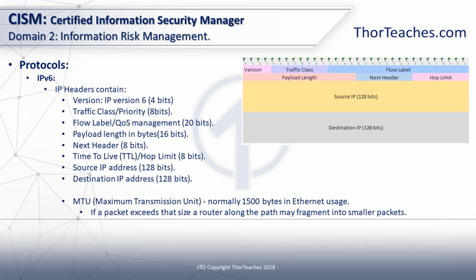These fields are obviously much bigger in IPv6, since we're no longer using 32-bit addresses, we're using 128-bit addresses. And the same applies with the MTU for IPv6 as it did for IPv4. If packets are too large, they get fragmented.